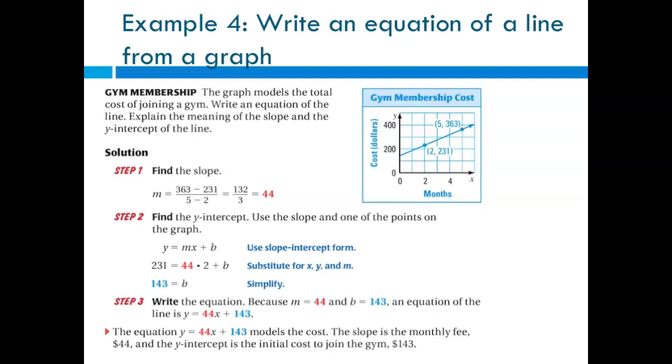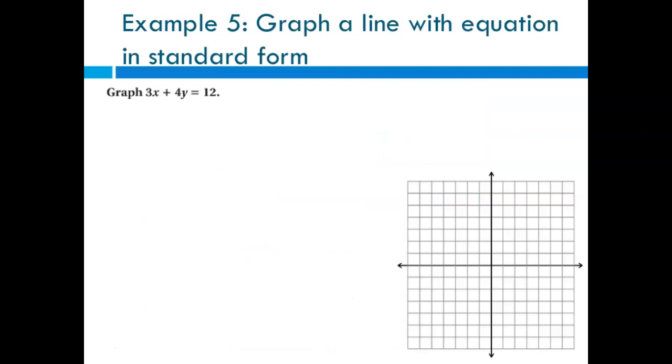Here's our last example today. Graph a line with the equation in standard form. All right, so standard form is when we have ax + by = c. It can be useful in some instances. For example, if you wanted to graph using the x and y-intercepts. But if we're trying to get it into slope-intercept form so we can identify the slope and identify the y-intercept, then we'll need to change this into slope-intercept form.